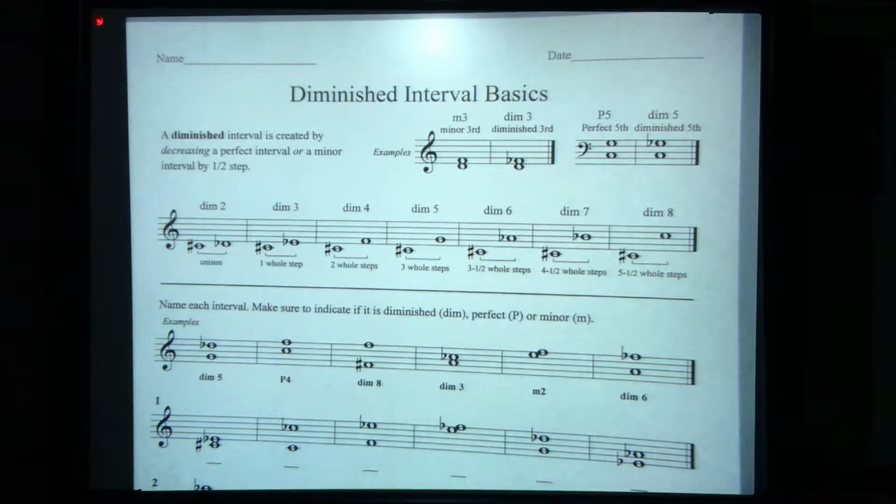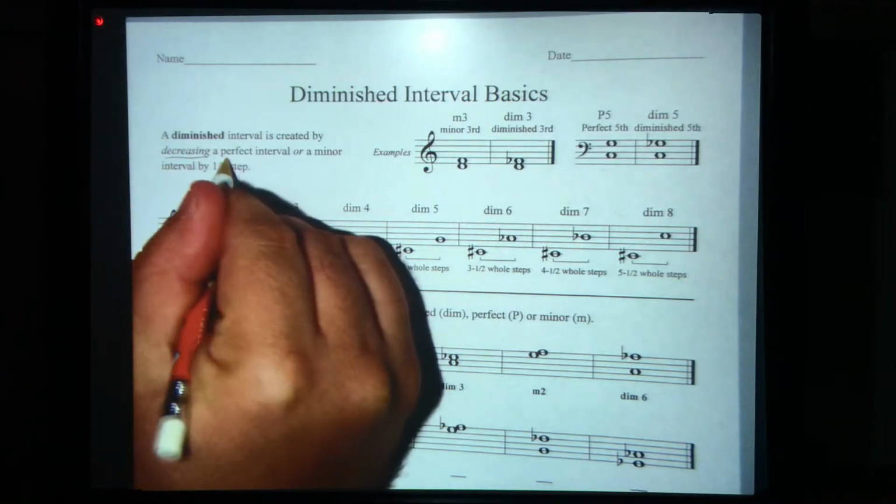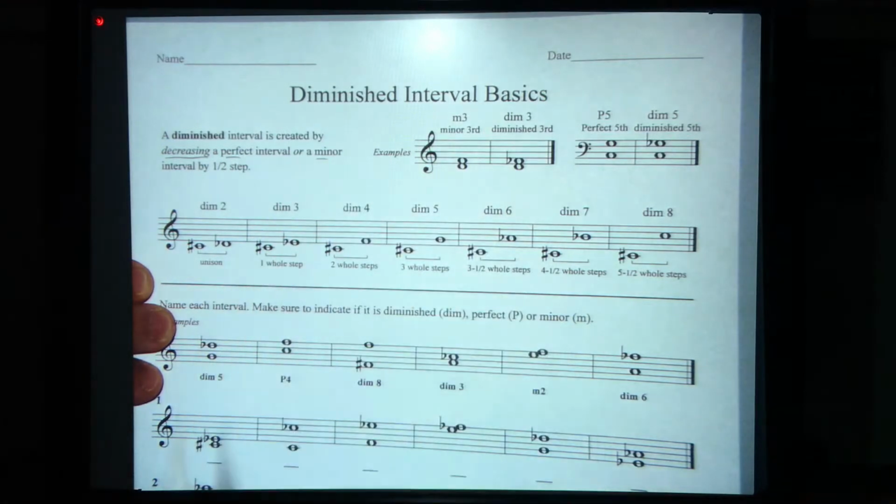Okay, now we're going to look at diminished interval basics. A diminished interval is created by decreasing a perfect interval or a minor interval by a half step. Just as a minor interval is created by decreasing a major interval by a half step, these are diminished intervals. So they deal with both minor and perfect intervals.